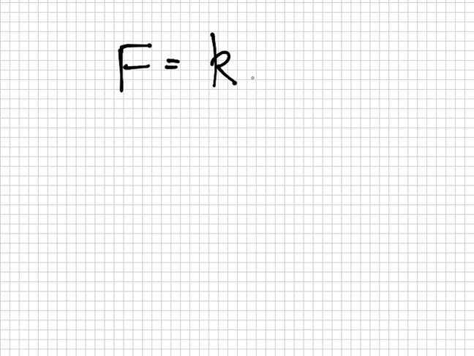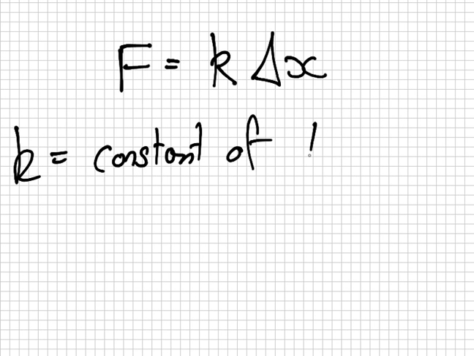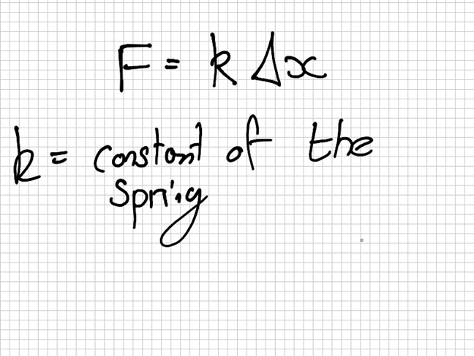If you don't want the proportional, you can write the formula like this. The force equals K delta X, where K is a constant of the spring. And there's a name for it. I think we call it the stiffness constant. What were you going to say? Elasticity constant also, yes, or stiffness constant, or simply stiffness.